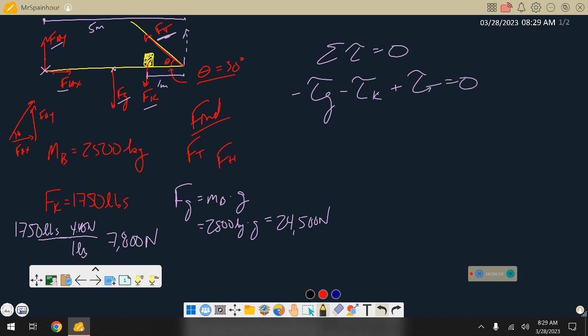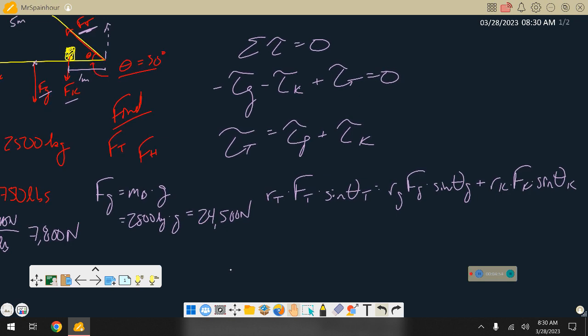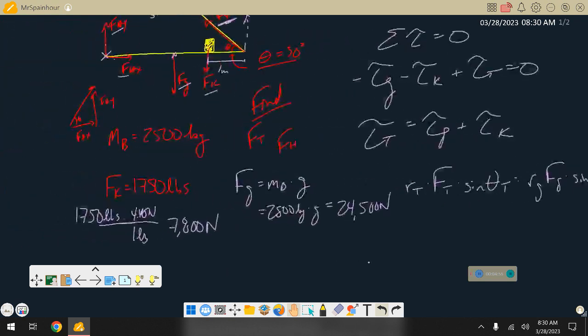And now, of course, we just go into calculating torque of tension equal to torque of gravity plus torque of knight horse, and we use their individual equations. This is going to be lever arm of tension times force of tension times sine theta of tension equals lever arm of gravity times force of gravity times sine theta of gravity plus lever arm of knight horse times force of knight horse times sine theta of knight horse. A couple of quick things that I like to do is look for 90 degrees. You will find 2 of them.